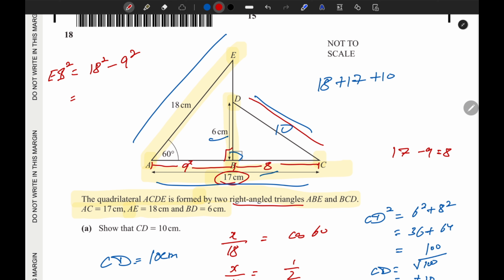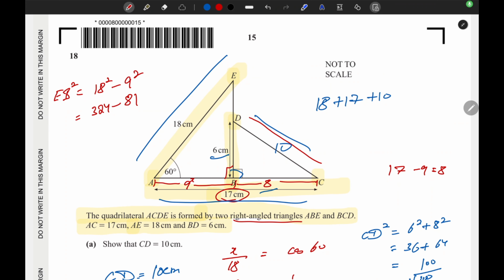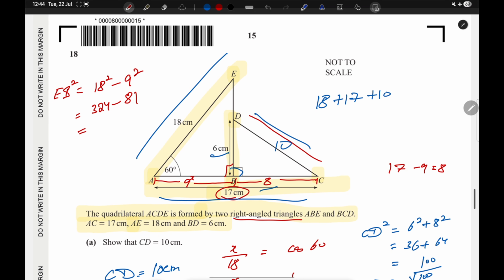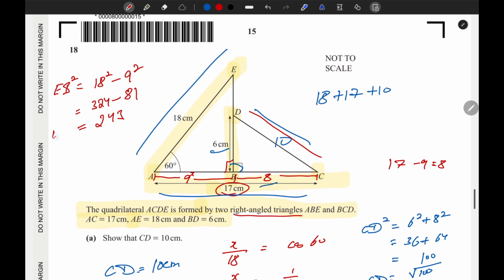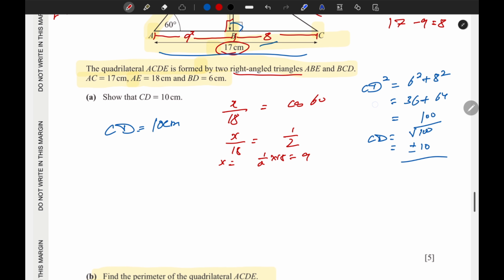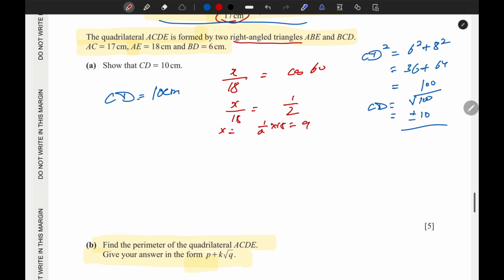Now we know that what is 18 square? 18 square is 324 minus 9 square is 81. So now 324 minus 81. If you do 324 minus 81, that will give you 243. But this is EB square. So what will be EB? EB will be under root of 243. So now let's do under root of 243.